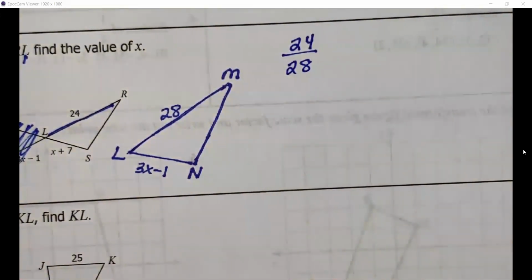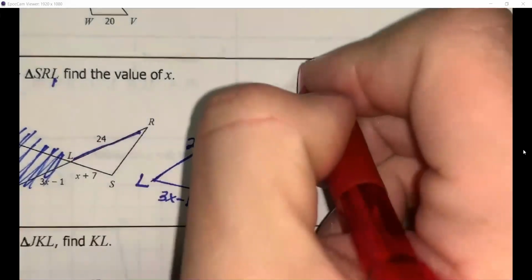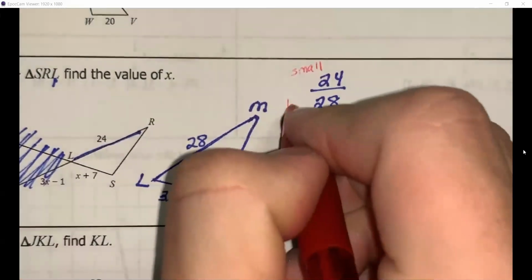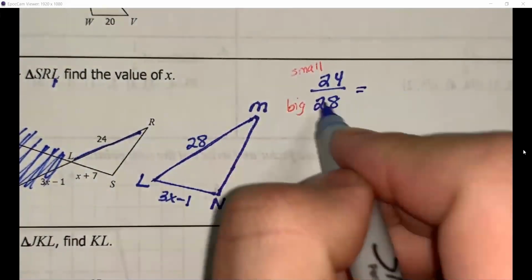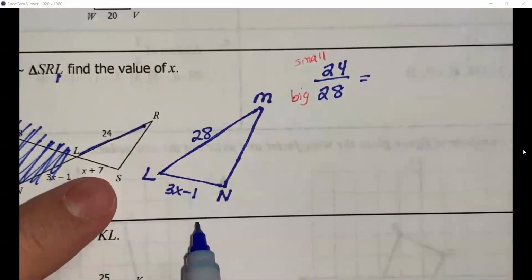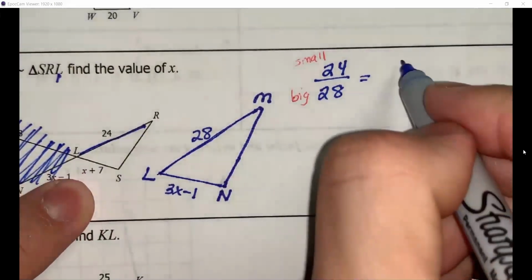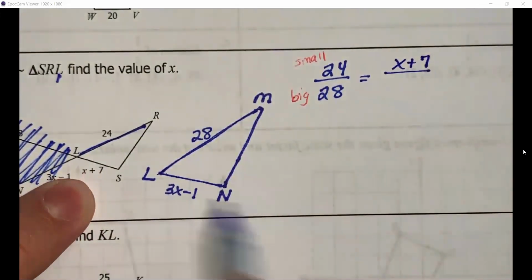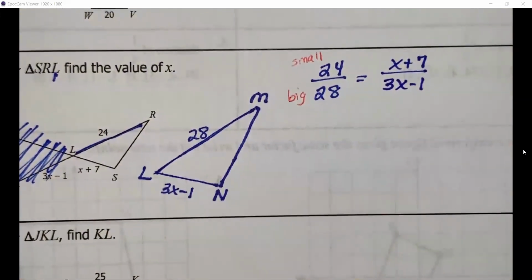That's one of the ratios I'm going to do. And again, the mistake that I know a lot of you are going to make is you have to be consistent. If over here I put the value of my small triangle up top and my big triangle on the bottom, that means that in my next fraction, the small value goes on the top and the big value goes on the bottom. So for my other proportion, I'm going to pick the value of my little triangle, x plus 7, on the top, divided by 3x minus 1 on the bottom.